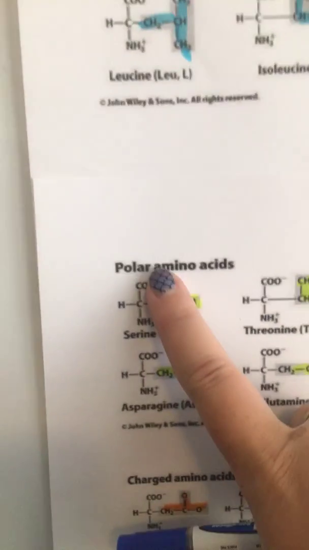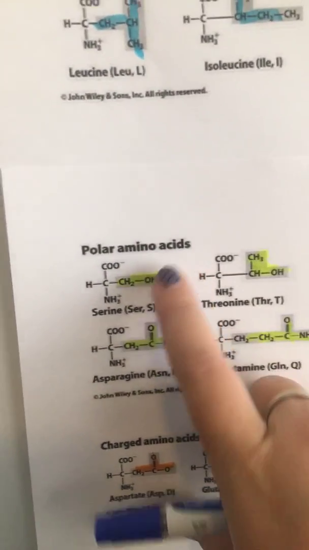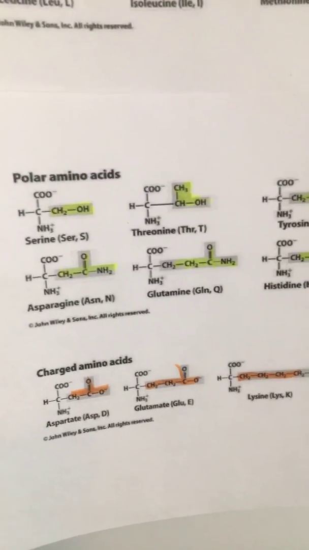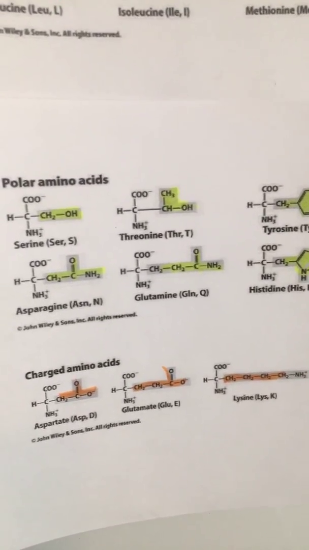Then you have your polar amino acids, and these guys are our bullies. You have our oxygens, our nitrogens, and our sulfurs, okay? These guys are trying to steal the lunch money from the weaklings, the hydrophobic guys, right?